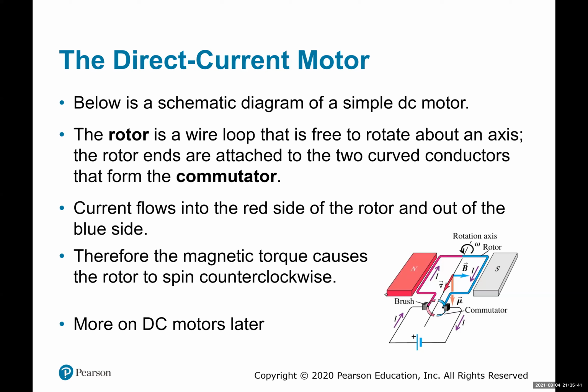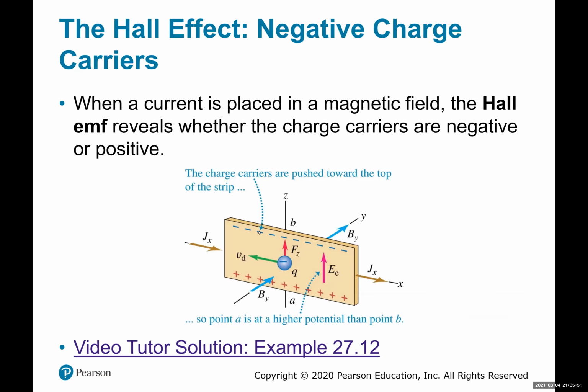So how do we know that in metals, it's the negative charge carriers, it's the electrons? And the answer is the Hall effect. If a conductor is placed in an external magnetic field at a particular orientation with respect to the current, there is a net force on the charges themselves. Up until now, we've represented that as a force on the entire conductor, but it is also a force on the charges.